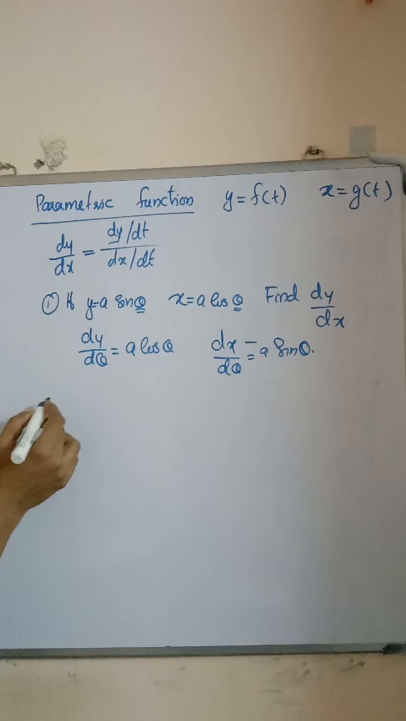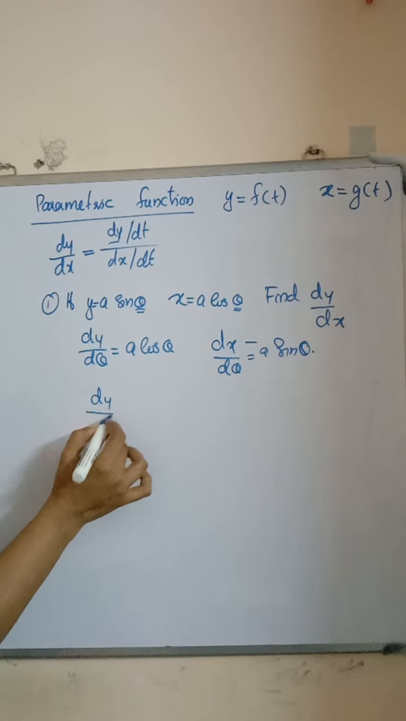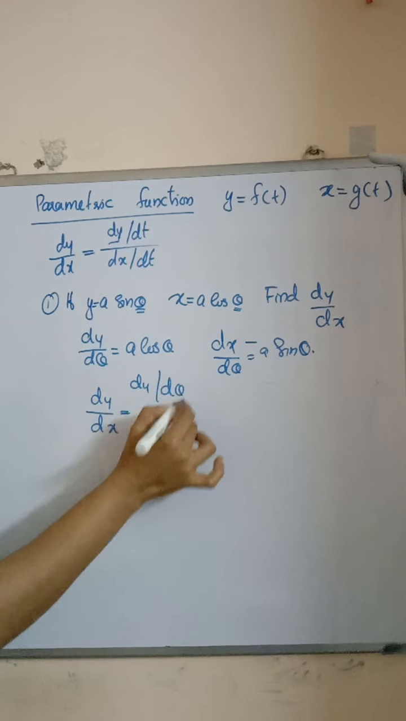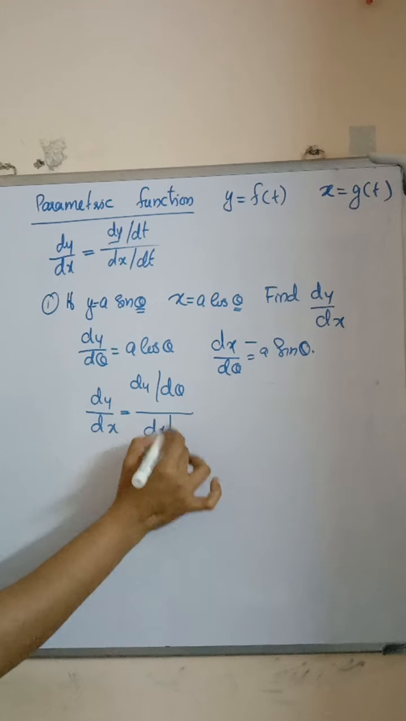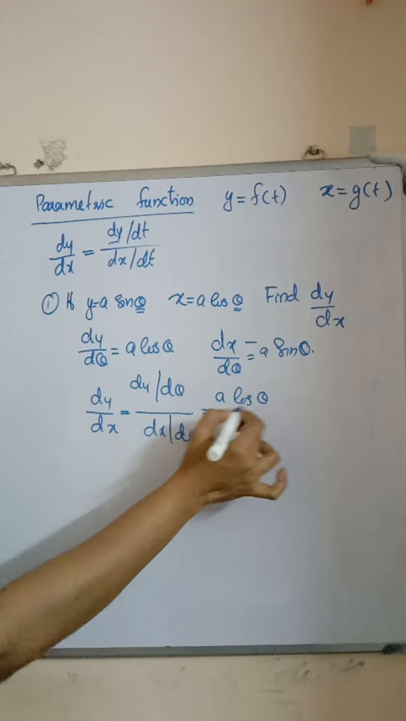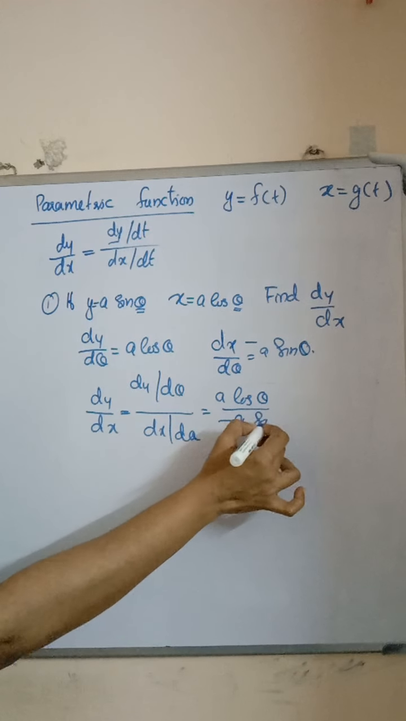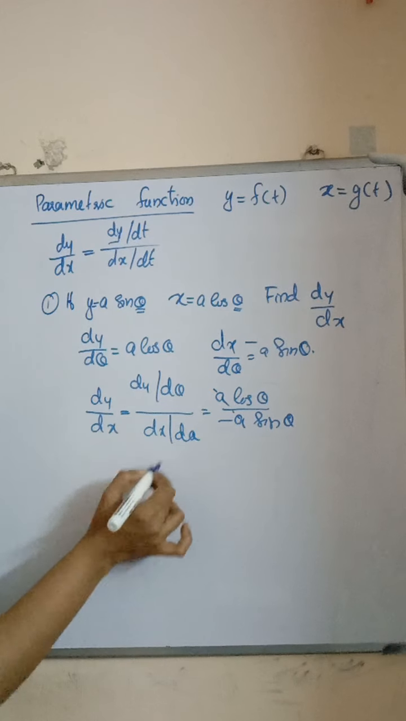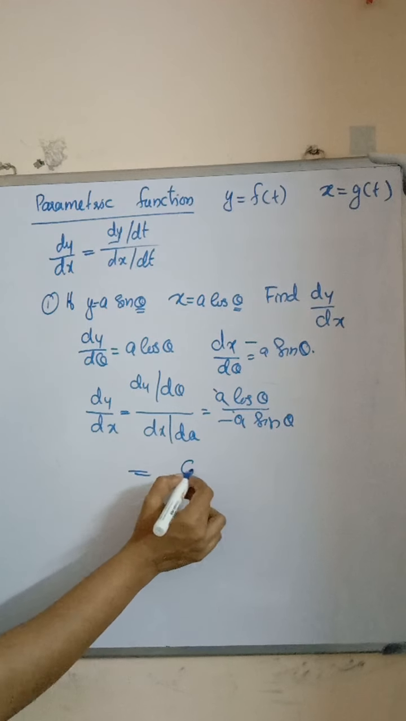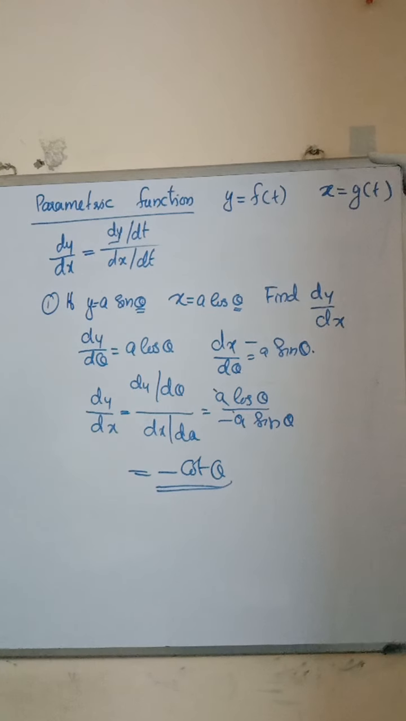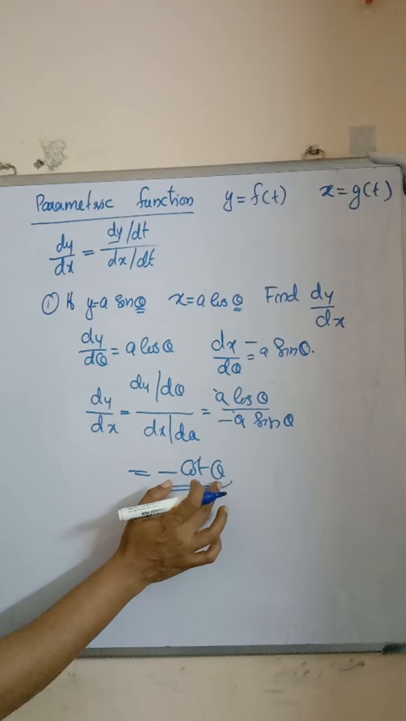So dy by dx equals dy by d theta divided by dx by d theta. That is equal to a cos theta divided by minus a sin theta. Minus a cancels, then cos theta by sin theta is cot theta. Here it is negative, so negative cot theta. So dy by dx is negative cot theta.